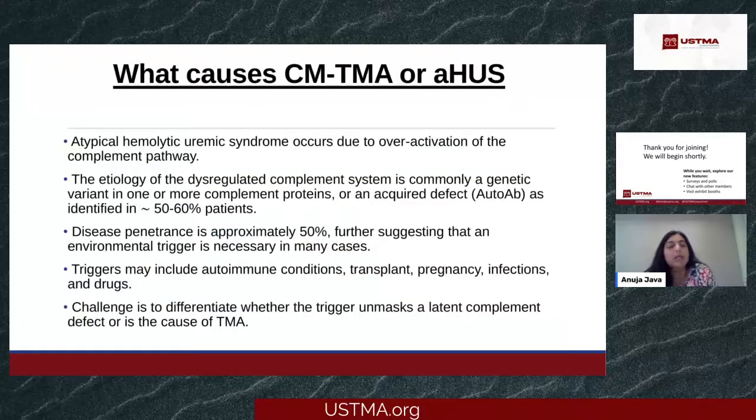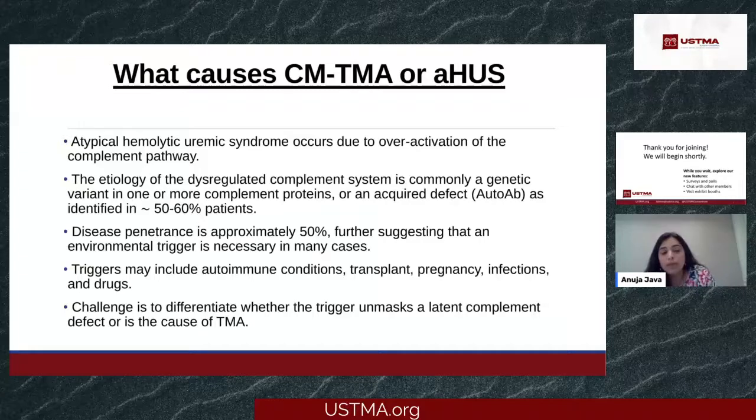Next slide, please. So that brings us to what causes thrombotic complement-mediated TMA or atypical HUS. So it really, as I've explained, is due to a dysregulation or an overactivation of that specific pathway of the complement system, the alternative pathway. And as I just showed also, the etiology or the cause of this overactivation most commonly is either a genetic mutation in one of the complement proteins, which we find in about 50 to 60% of patients, or an acquired defect in the form of an autoantibody.